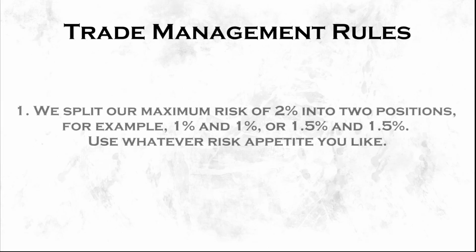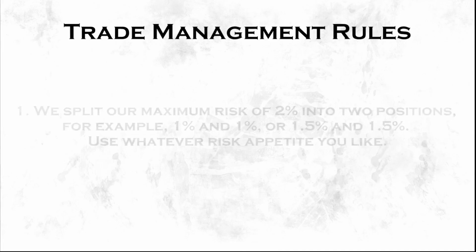Alright, now let's talk about the trade management rules. Trade management rule number 1 could be like we split our maximum risk of, let's say, 2% into 2 positions, for example 1% and 1%, or if we have a risk appetite of 3%, we can take like 1.5% and 1.5%. Use whatever risk appetite fits to your trading plan.